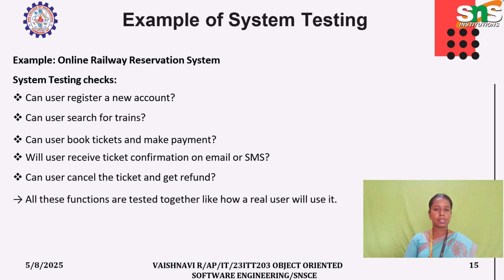Example of system testing, as I said earlier, here we have the example of an online railway reservation system, and the system testing checks: can the user register a new account, that comes at the login page; can the user search for the train; can the user book the ticket and make a payment; will the user receive the ticket confirmation by email or SMS; and can the user cancel the ticket and get the refund. These come under the system testing.